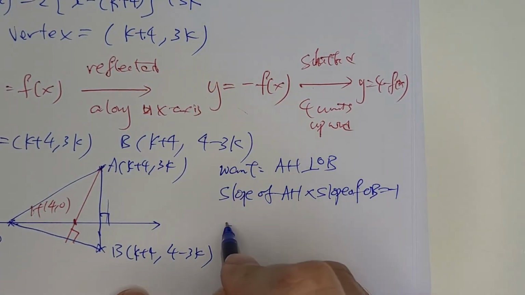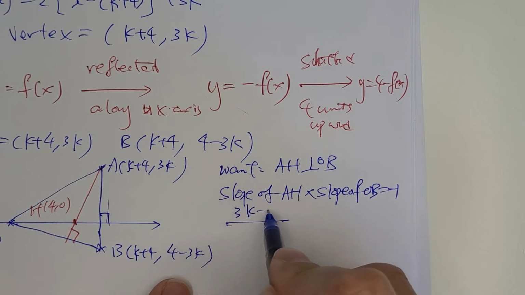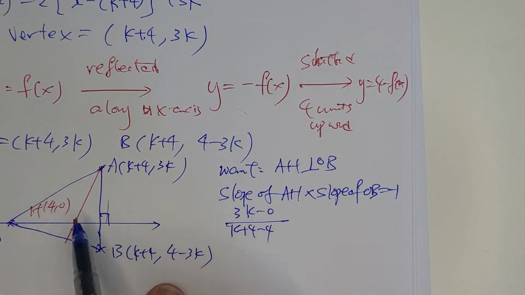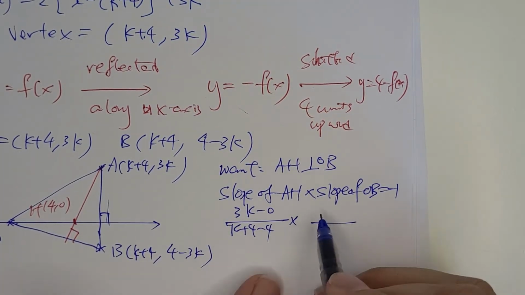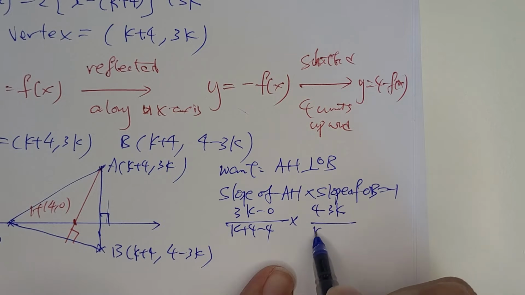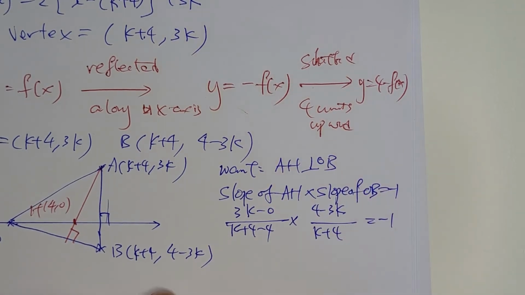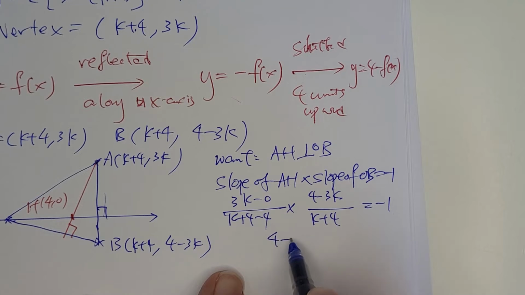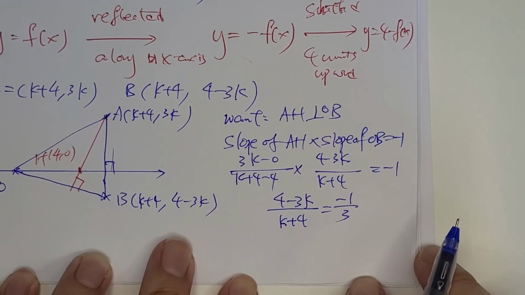So check it. (3k minus 0) over (k plus 4 minus 4). That is the slope of AH times the slope of OB. (4 minus 3k) over (k plus 4) equals -1. The first one, you will find that the slope is 3. Because k plus 4 minus 4, that's k. 3k over k, that's 3. k is non-zero, okay? So (4 minus 3k) over (k plus 4) equals negative 1 over 3. And hence, you can solve k.